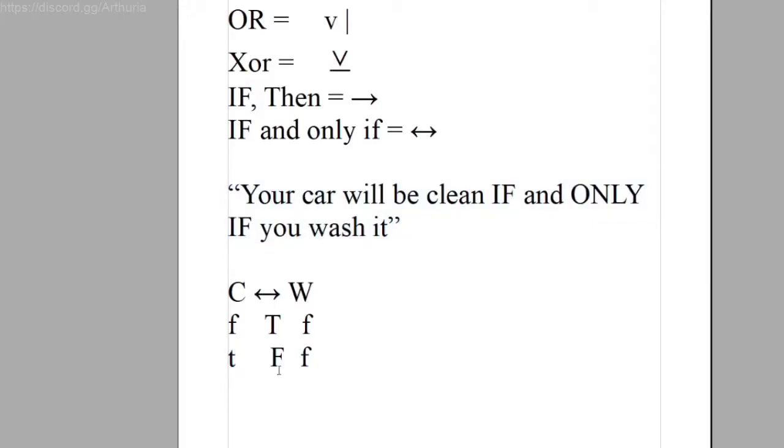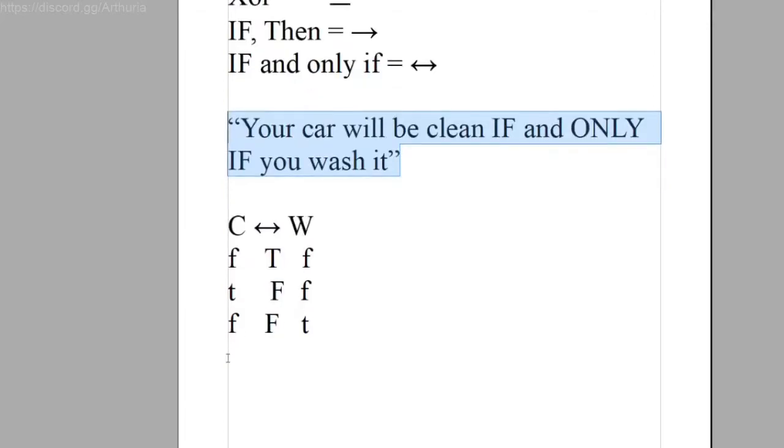Likewise, if it is false that your car is clean and it's true that you washed it, then I also lied, because I said it can only happen if and only if you wash it. And then, of course, the last case is that it's true that you cleaned it and it's true that you washed it. So this is the if and only if statement. Questions on this? It's if and only if.